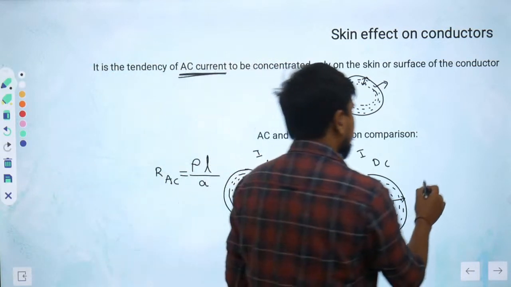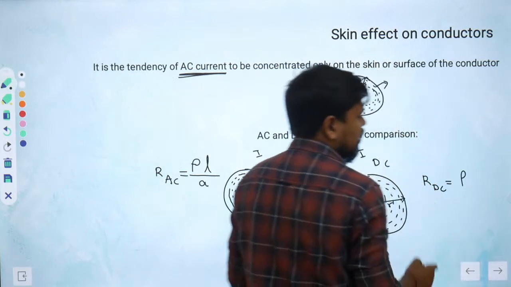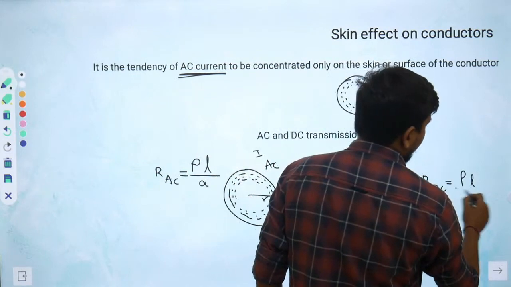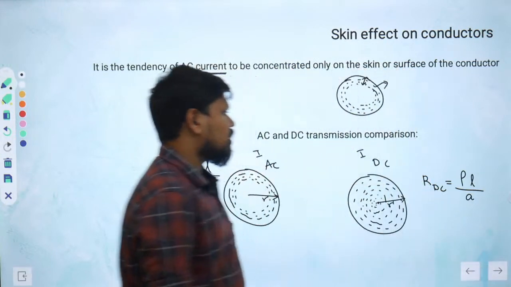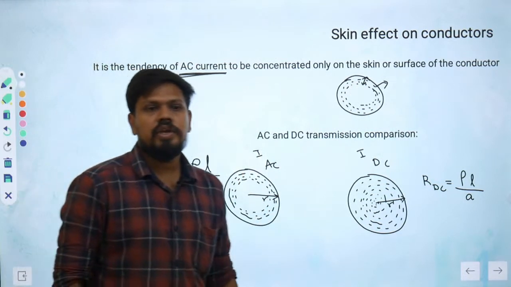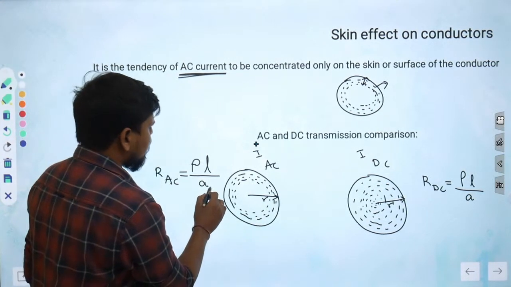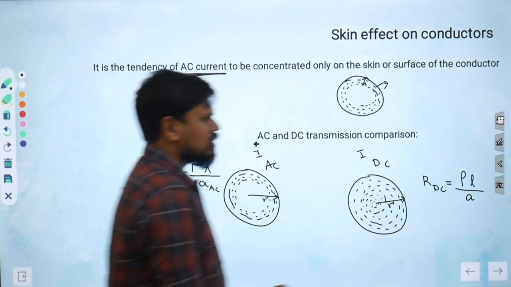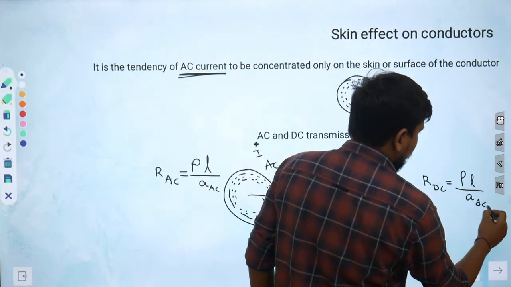So RDC we will be calculating. RDC equals resistivity of the conductor times L, the length of the conductor, divided by the area of cross section. But you observe in these two formulas the area is different. That means this is the AC conductor area and this is nothing but the DC conductor area.